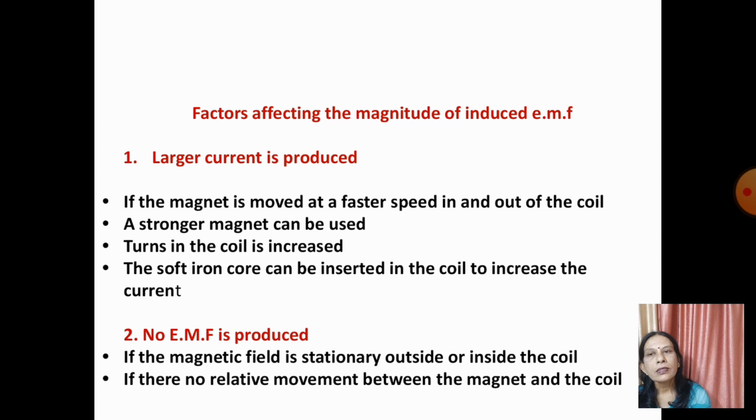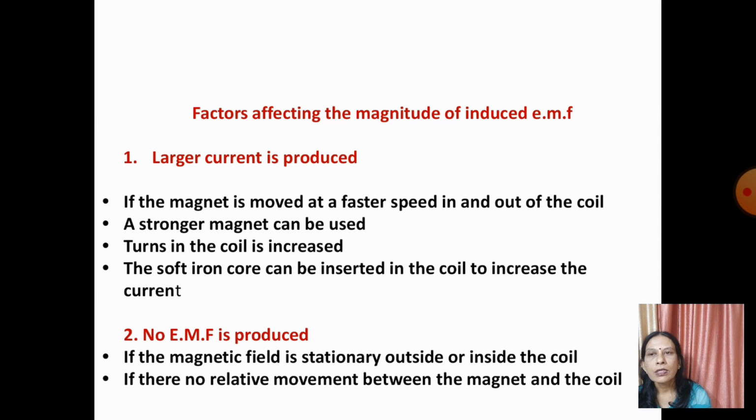Third, we can increase the number of turns in the coil. If we increase the number of turns in the coil, the EMF, which is N times d phi by dt, will increase, and so the induced current will increase in the circuit.